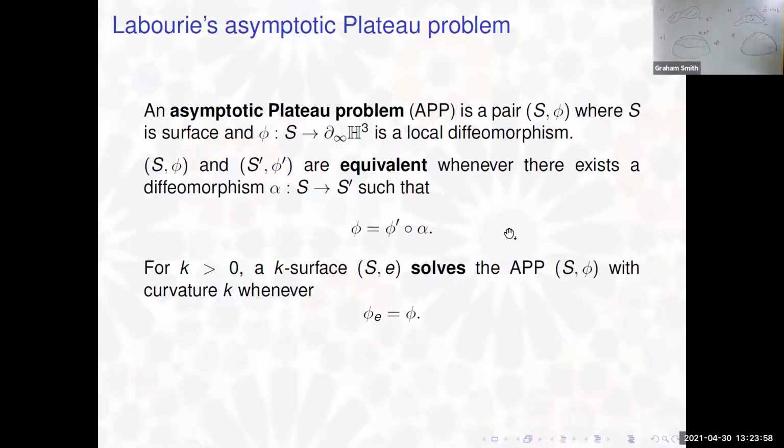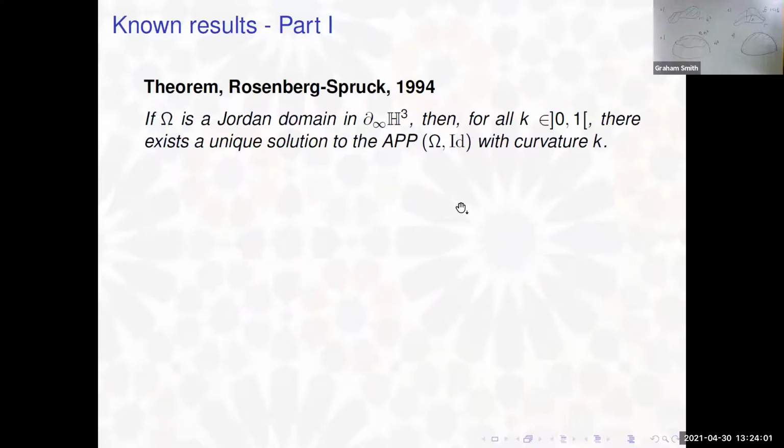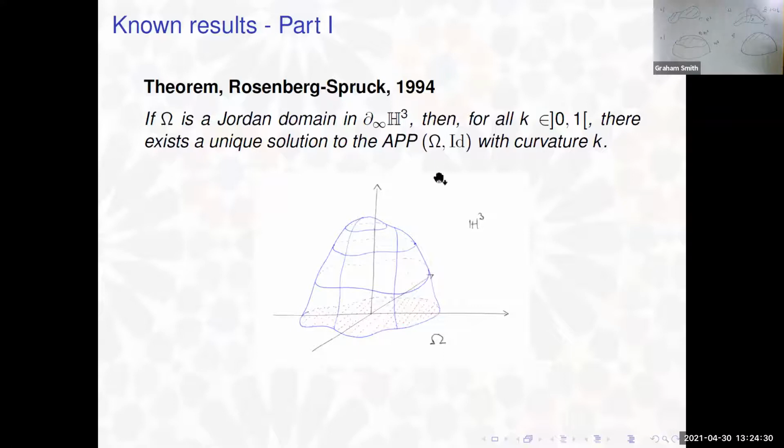Now, let's see. Okay, so there are many, many known results for this problem. We can start, I think, with the work of Harold Rosenberg and Joel Spruck from 1994, which is a very strong result. It states that if omega is a Jordan domain in the ideal boundary of hyperbolic space, then for all k in the open interval between 0 and 1, there exists a unique solution to this asymptotic Plateau problem, (omega, Id). So what does (omega, Id) mean here? Well, the surface is quite simply this open set, and the function phi is quite simply the identity map.